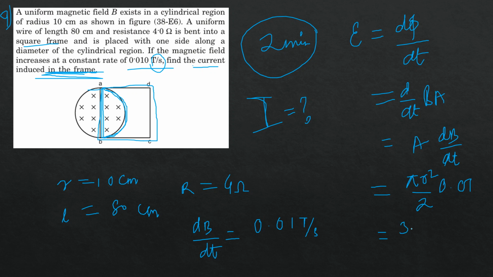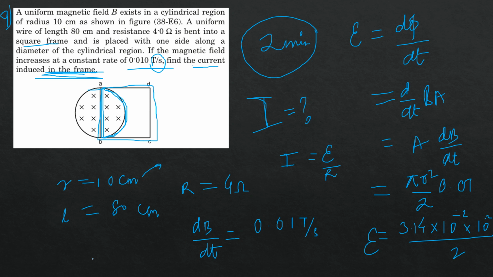Now just put all the values, 3.14 into r square, and you will get the answer. 10 centimeter converted into meter is 10 to the power minus 1, and its square is 10 to the minus 2, all divided by 2. Whatever you get, this is your EMF. So current, I is equal to V by R, so EMF by R. EMF is also a kind of voltage.